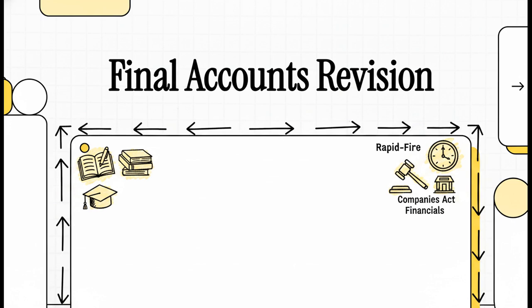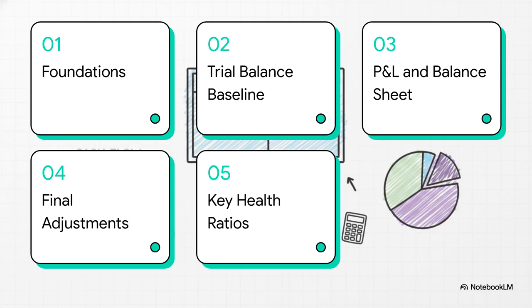So, whether you've got an exam creeping up on you, or you just really need to lock down exactly how corporate financials are officially reported, you are absolutely in the right place. Okay, let's dive into this. Here is our game plan for today's explainer. We'll start with the foundations of final accounts, move into the trial balance baseline, then break down the P&L and balance sheet. After that, we're mastering the final adjustments and wrapping up with key ratios for company health.